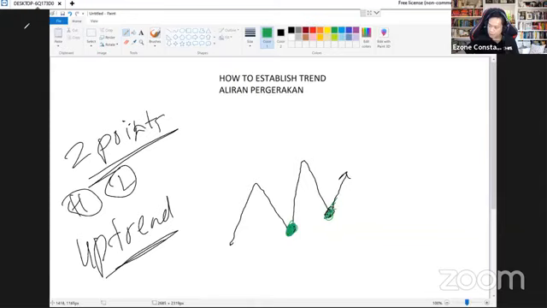So this is L1, we labeled it, and this is L2. Contoh you nampak sekarang ni ada 2 titik lantunan bawah. Kita label dia sebagai L1, kita label dia sebagai L2. Dan kita ada lihat titik lantunan atas yang sangat jelas. Ini kita sebut sebagai H1, kita sebut sebagai H2.